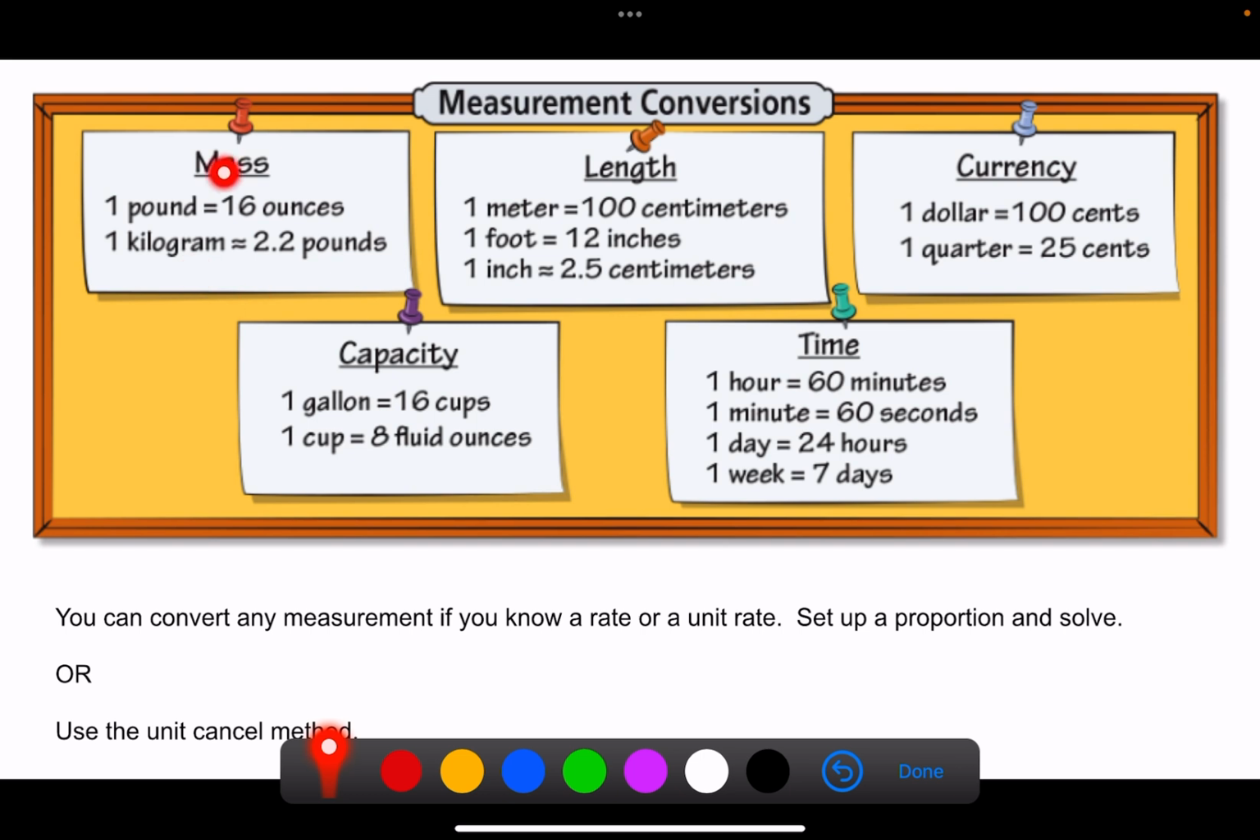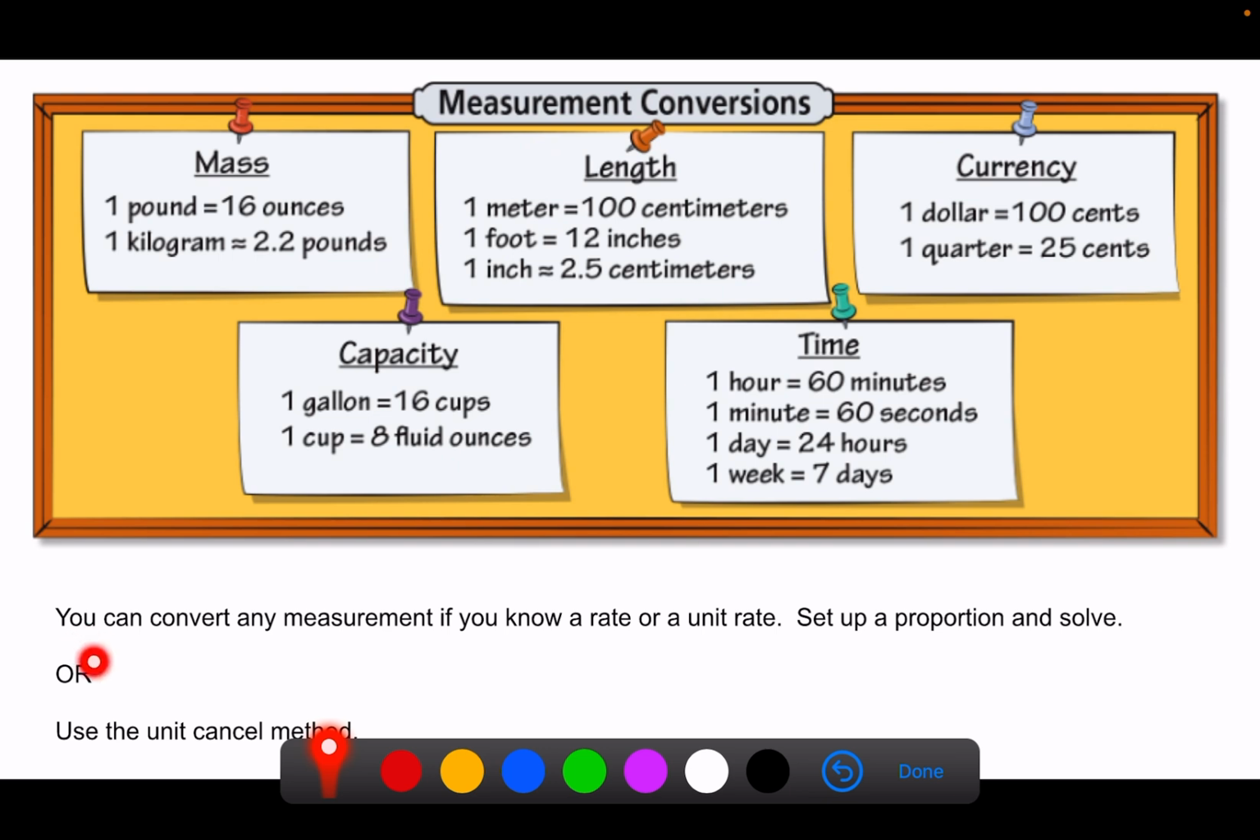We have mass, that's weight, and then we have length, and we have currency, money. This is US dollars. And then we have capacity, that's gallons, cups, milliliters, and then we have time. And we're going to be looking at measurement conversions both in the metric system and the US system, so you get some familiarity with both.